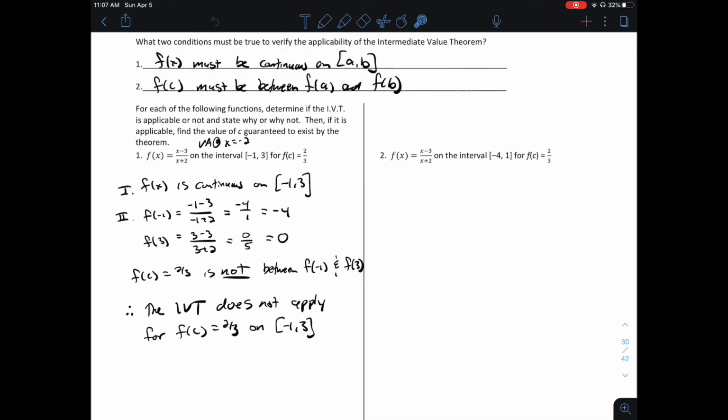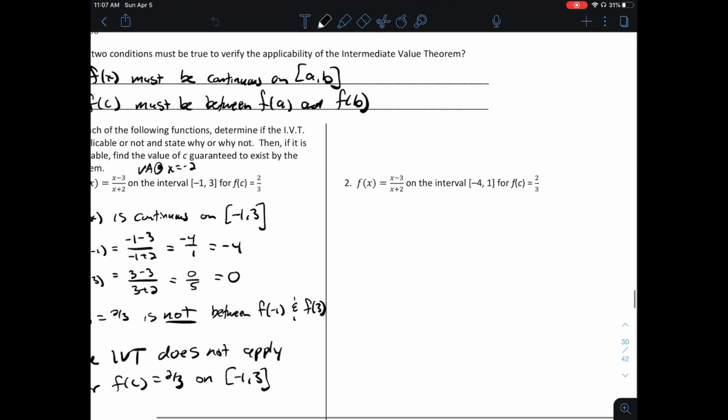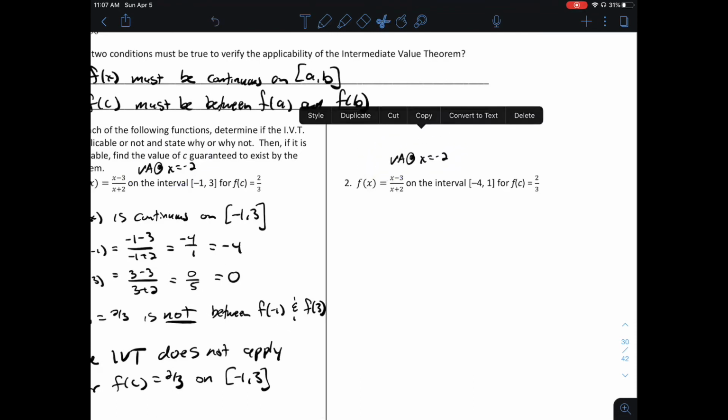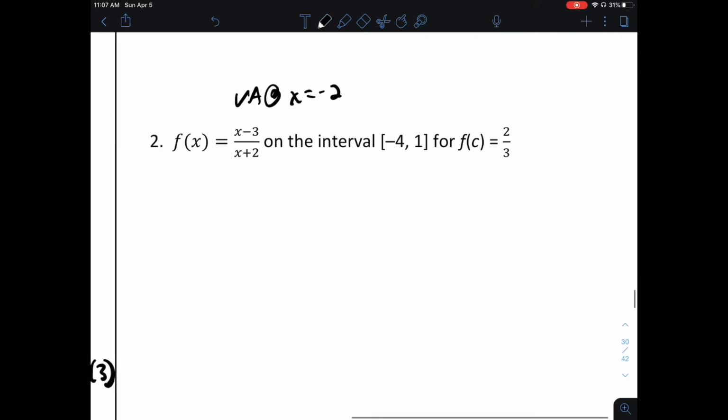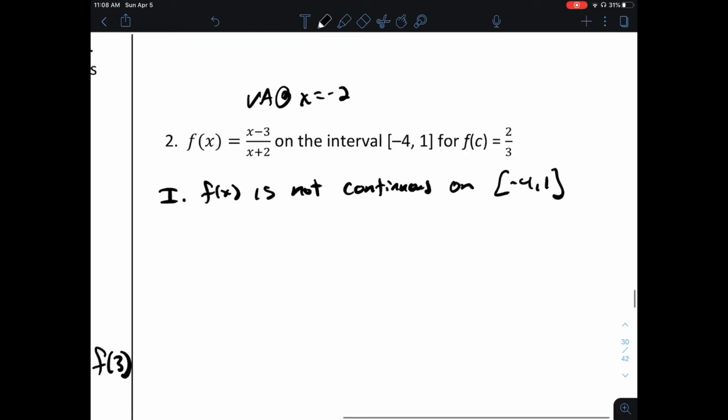Let's try another one. It's the same function, it's a different interval. We already noted here, it's the same function. This has a vertical asymptote at -2. Well, when we try to do the first step, which is, is it continuous on the interval? -2, it's discontinuous. And in this interval, -2 is included. So we could say f of x is not continuous on -4 to 1, because it's not continuous at x equals -2.